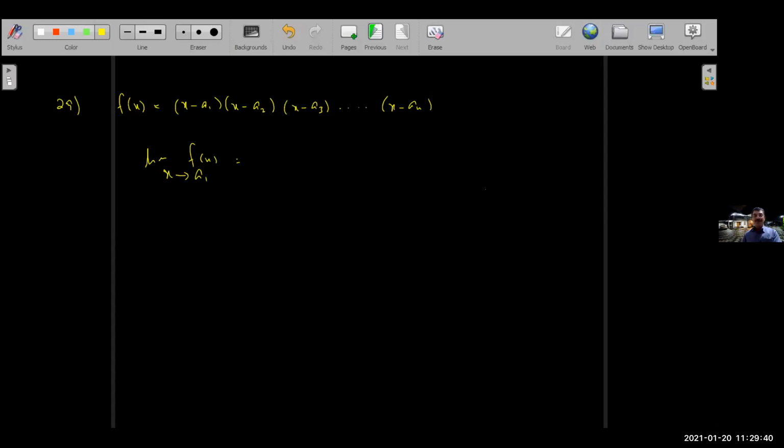Do it by yourself. How will we evaluate this limit? Put x is equal to a1. We will get 0 as the answer. Why 0? Because this term, a1 minus a1, becomes 0. So 0 into anything is 0 only. a1 minus a1, a1 minus a2, a1 minus a3, a1 minus a1 is 0. 0 into something is 0. 0 is the answer. That's it.